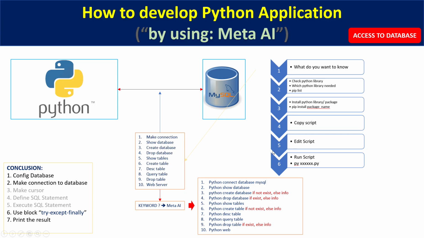We have 6 points to develop one application by using Meta AI, artificial intelligence. The first one is, what do you want to know? Apa yang ingin kita ketahui? For example, we want to make a connection between Python and MySQL. Kita akan membuat suatu koneksi dari Python ke SQL, ke database MySQL.